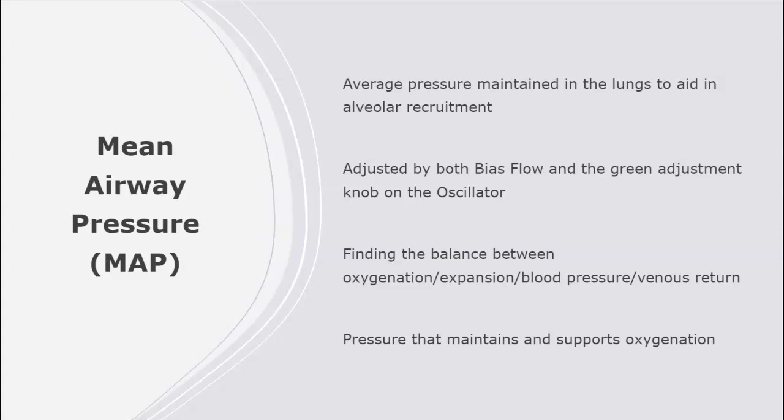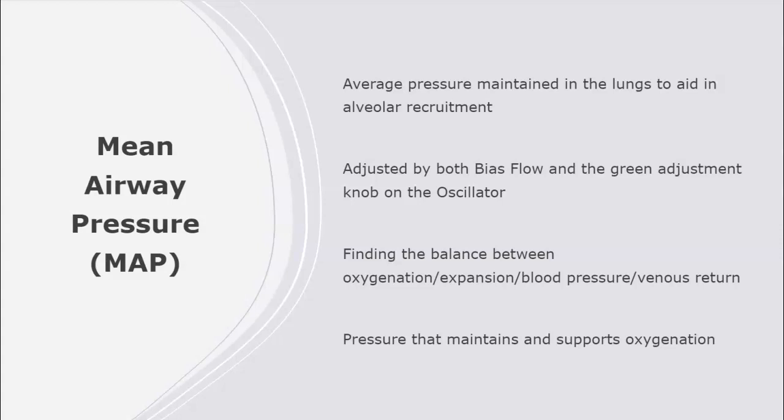When it comes to equipment, we adjust both the bias flow and the green knob adjustment. You guys will see. The tricky part with mean airway pressure is it's kind of a balancing act at times. So we need to be able to provide appropriate oxygenation, proper lung expansion. We want typically around 9-ish ribs expanded on an x-ray, but sometimes you might need to go up still if we're totally whited out on an x-ray.